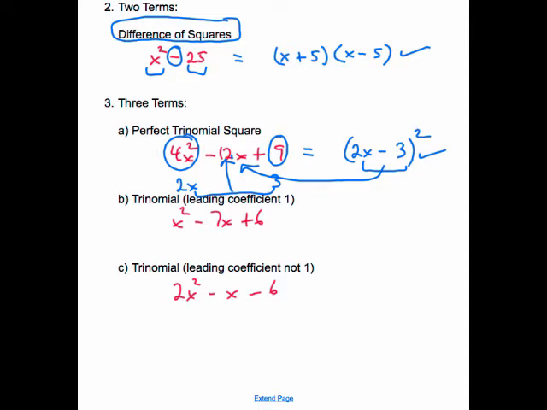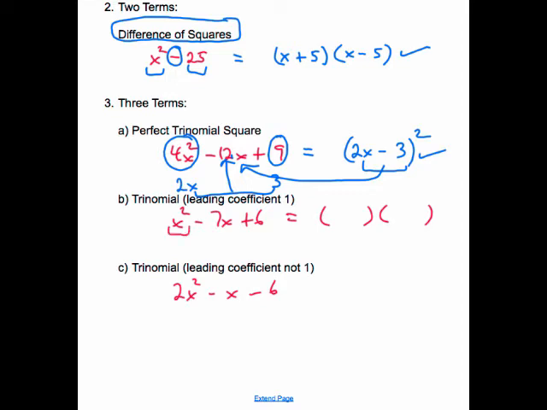Alright, if it's not a perfect trinomial square, then one of two other types of factoring may exist. The first type is when you have a trinomial with a leading coefficient of 1. Okay, now you'll see here that this is definitely not a perfect trinomial square because even though x squared is a perfect square, 6 is not. Alright? So in this method, the polynomial may break down to two binomials multiplied together, two binomials that are not identical.